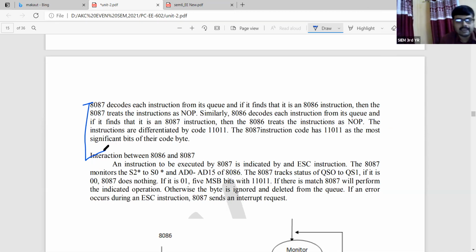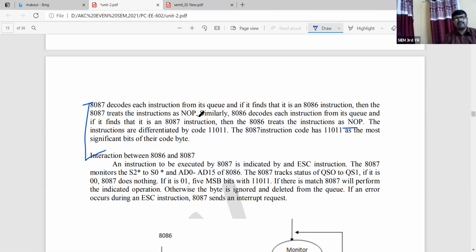So 8087 decodes each instruction from its queue, and if it finds that it is an 8086 instruction, then the 8087 treats the instruction as NOP. Similarly, 8086 decodes each instruction from its queue, and if it finds that it is an 8087 instruction, then the 8086 treats the instruction as NOP. So the NOP will be performed when decoding, and vice versa, depending upon the signal from the 8086 or from the 8087, the instruction will be treated as NOP.